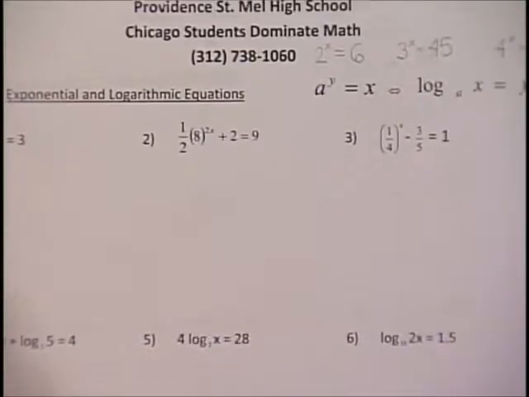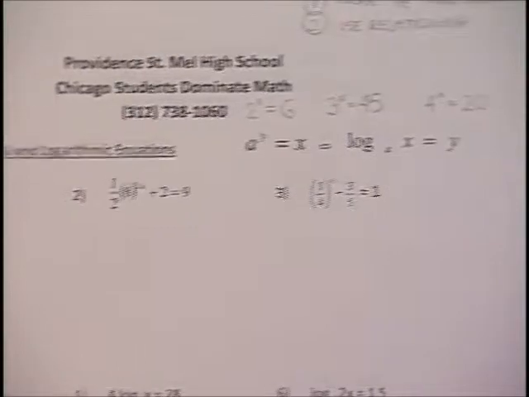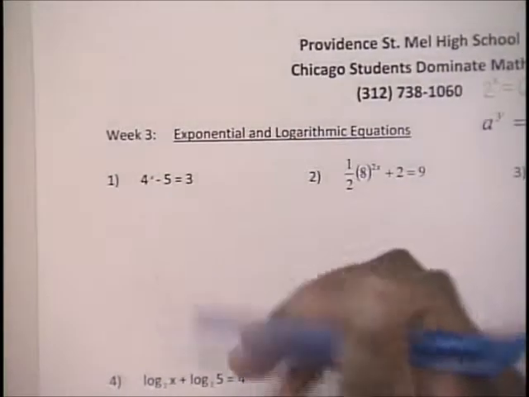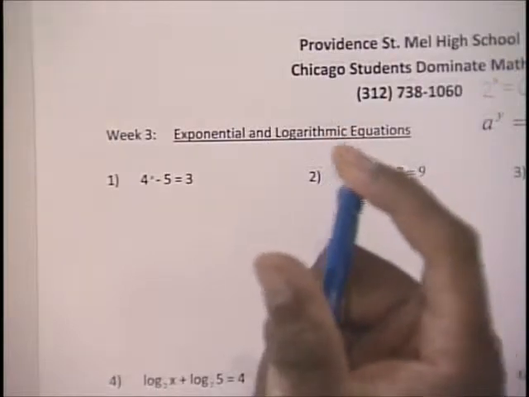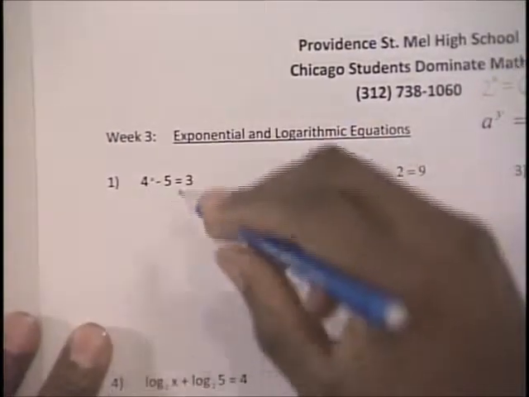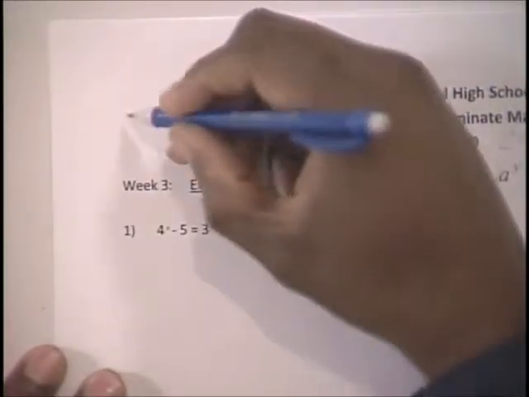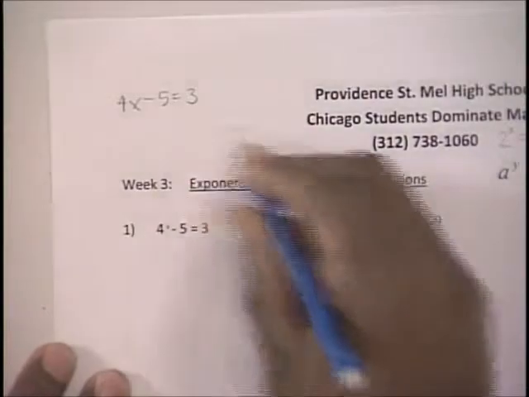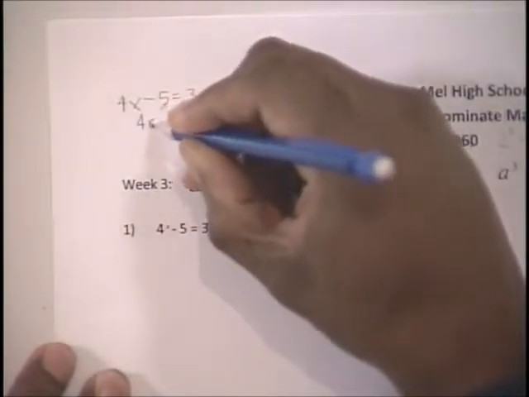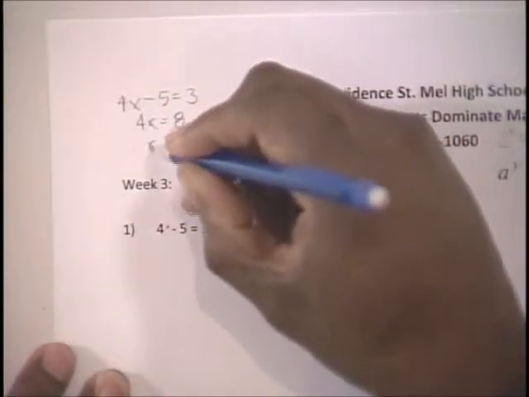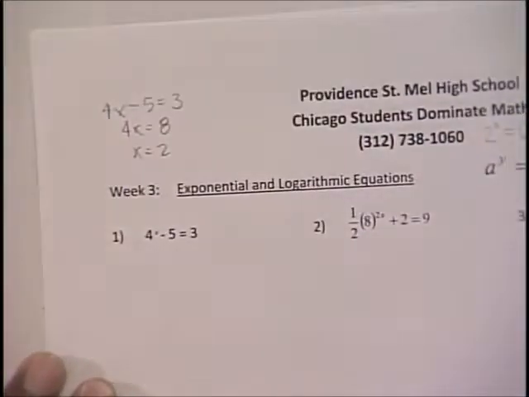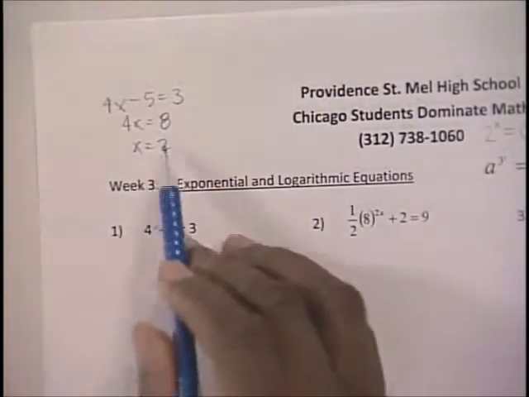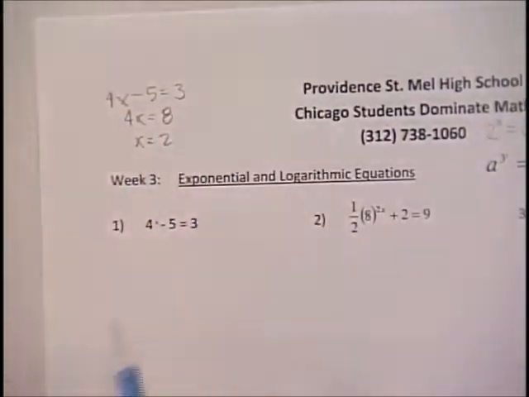New topic. In Algebra 1, you've solved problems like 4x minus 5 is 3. That's been no problem for you. You add the 5, you get 4x is 8, and you get x is 2. If you've taken Algebra 1, that's a relatively easy problem.